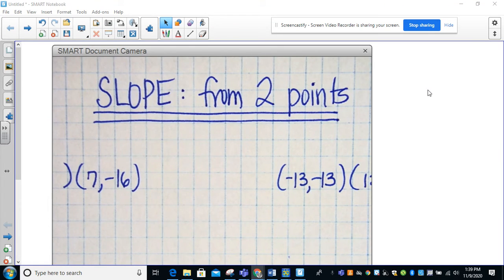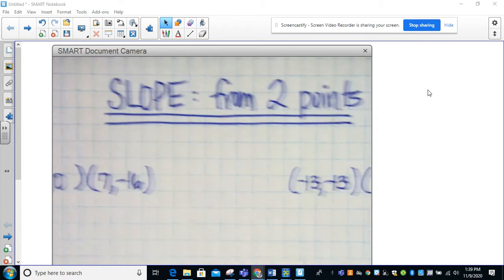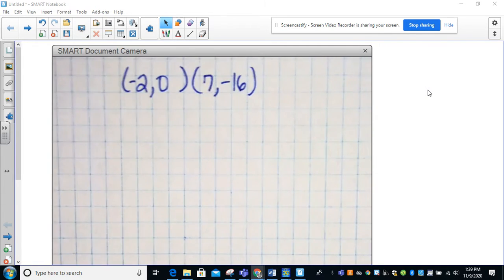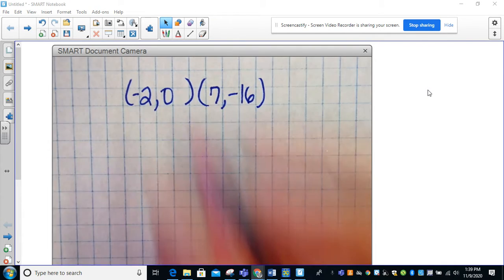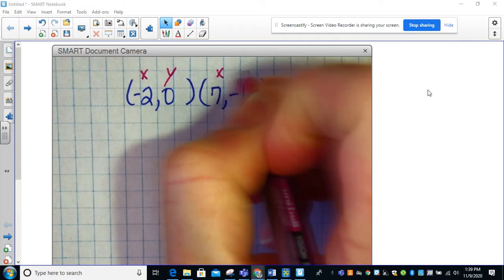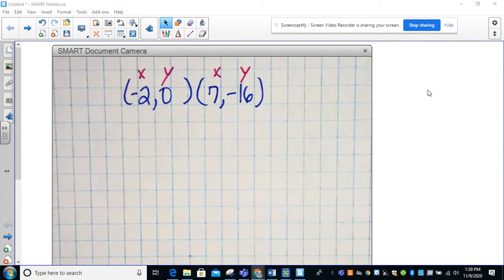So a lot of times you are given 2 points, usually 2 points that are giving you the coordinates, the x's and the y's, and you're asked to find the slope. So we're going to go over that today a little bit. So anytime you have your 2 points trying to find the slope, remember that the first point is your x and the second point is your y.